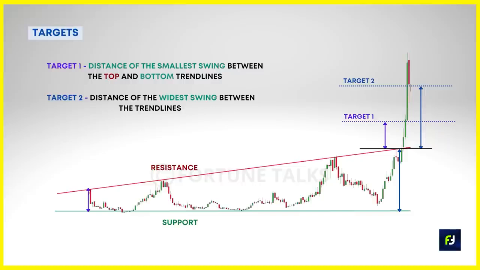This distance is further projected above or below the trend line depending on whether it was a breakout or a breakdown. The second target level will be equal to the distance of the widest swing between the trend lines, which is projected from the breakout point.